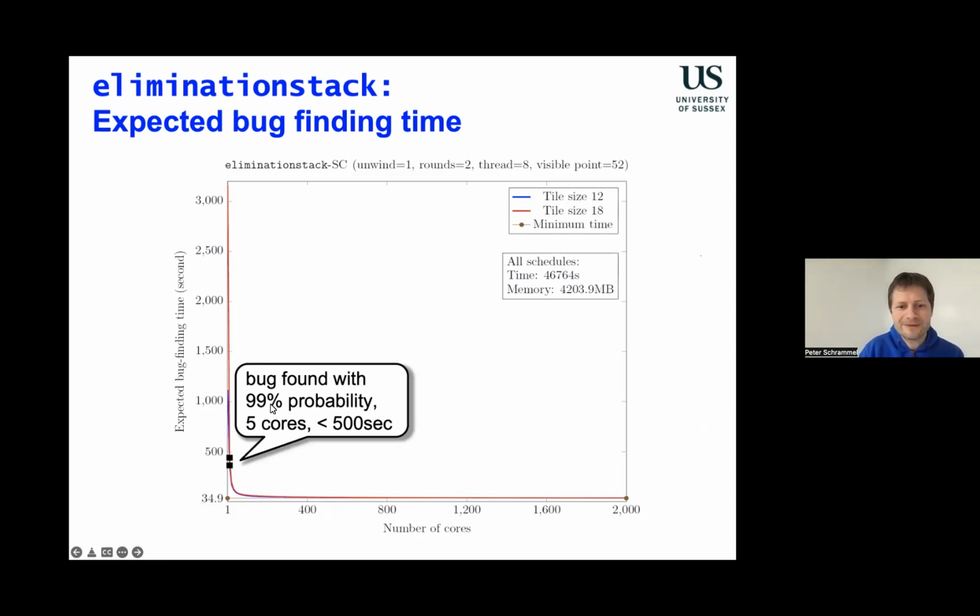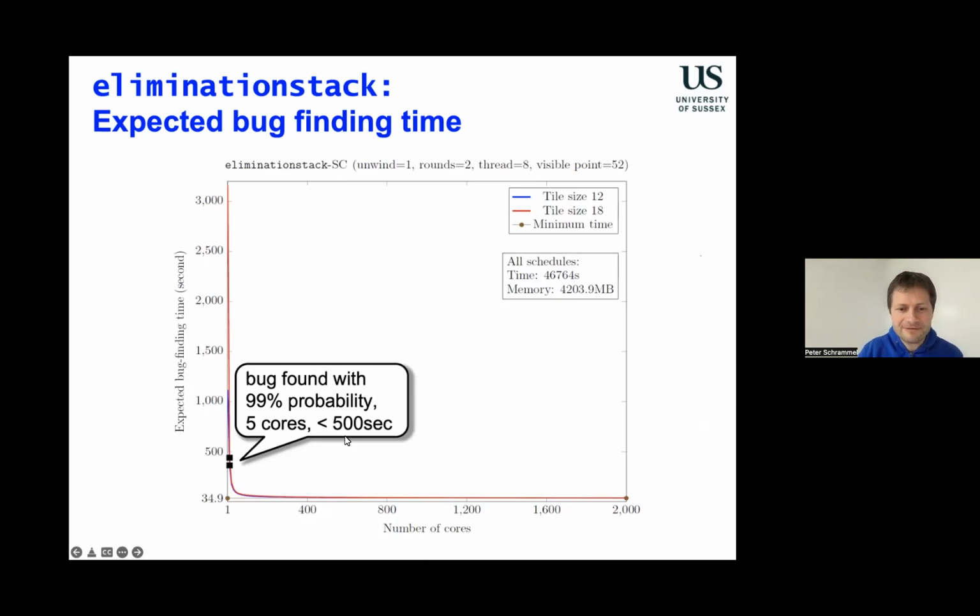If you want to find a bug with 99% probability, then you pick only five instances, and you can find the bug in less than 500 seconds for this benchmark. If you pick more instances, you can reduce the time even further. The fastest one was 35 seconds. If you pick enough instances and you're lucky to hit the one that only takes 35 seconds, you have solved the benchmark in 35 seconds instead of 13 hours.